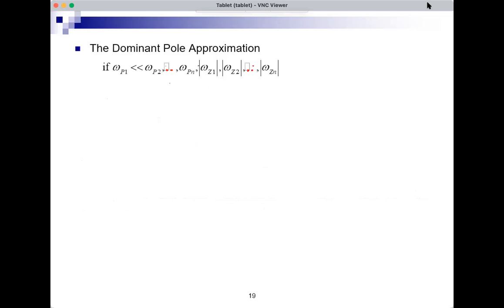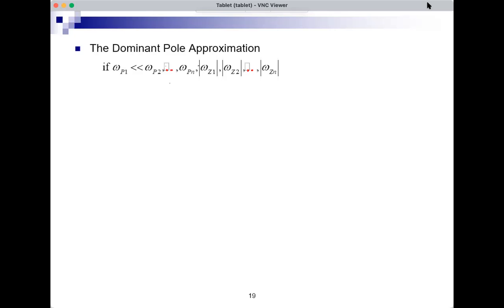What is this dominant pole approximation? It's a very simple way to very quickly find the bandwidth, if the condition is met, and the condition is very important here. If there is one of the poles, call it omega p1, that is much less than all the other critical frequencies, the poles and zeros, if omega p1 is much less than omega p2 to omega pn and than all omega zi, then we call it dominant.